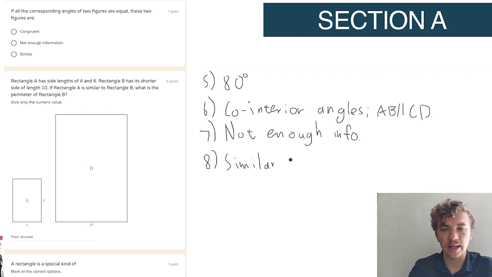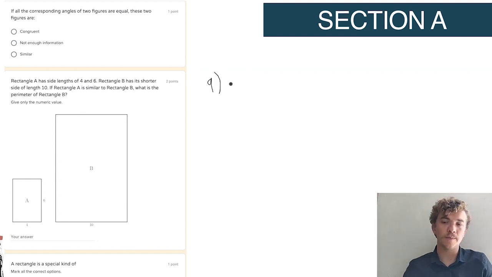We get a rectangle A that has side lengths of 4 and 6, that you can see, and rectangle B has its shorter side of length 10, as indicated in the figure. If rectangle A is similar to rectangle B, what is the perimeter of rectangle B? Okay, so what you now immediately need to know is that if two shapes are similar, the ratio of their sides are the same. That means that B is just a magnification of A. Exact magnification, not a stretch or a compression.